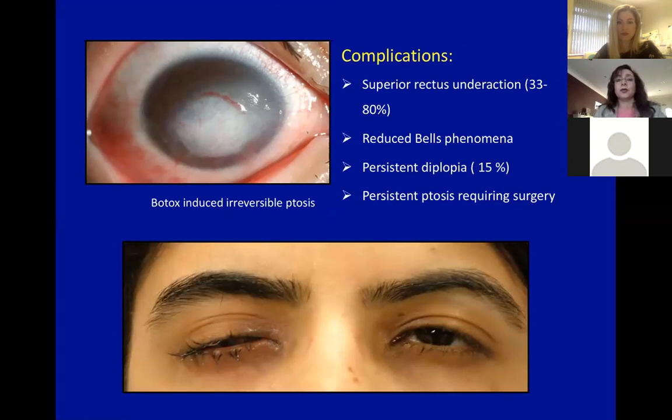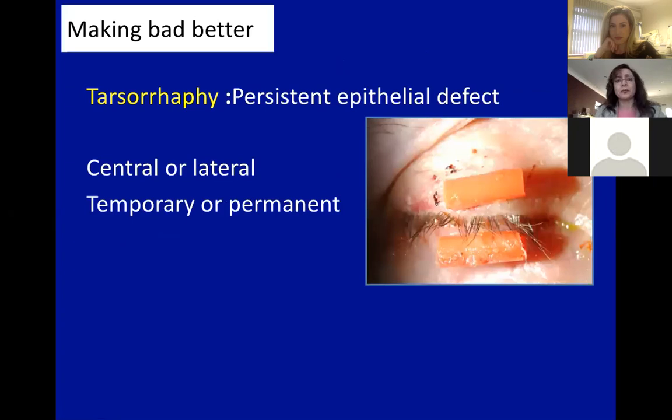And if the patient had multiple injections because the lid didn't drop quickly enough, then eventually they ended up with ptosis which required further surgical interventions. You can get superior rectus underaction, reduced Bell's, persistent diplopia, or persistent ptosis. So these are some complications of Botox. Tarsorrhaphy is the gold standard for neurotrophic ulcers. It is unsightly, not every patient wants it, but it is the most effective treatment for neurotrophic ulcers.